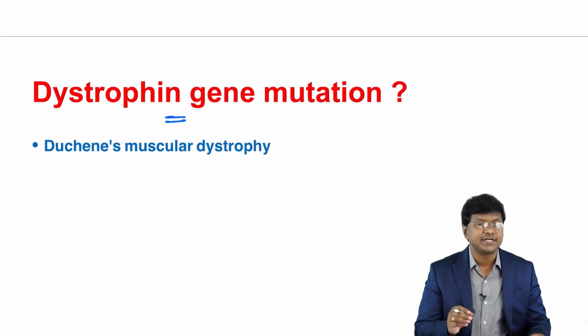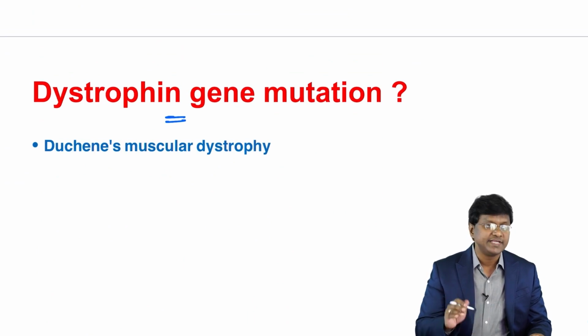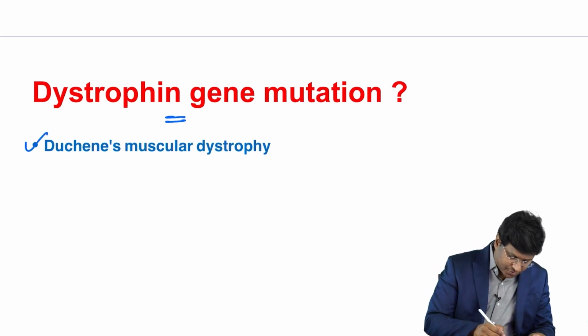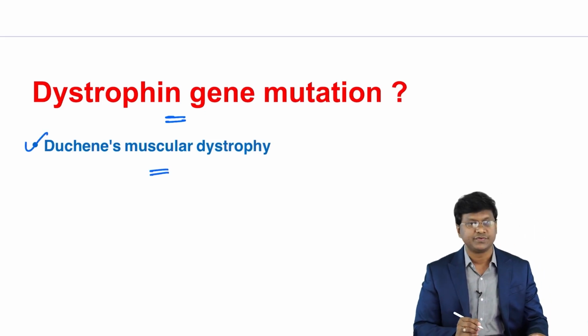Where will you have a dystrophin gene mutation? Let me tell you, it is seen in two forms of congenital muscular dystrophies. One is Duchenne's muscular dystrophy and the other one is Becker's muscular dystrophy. But the answer among the options given to you is Duchenne's muscular dystrophy.